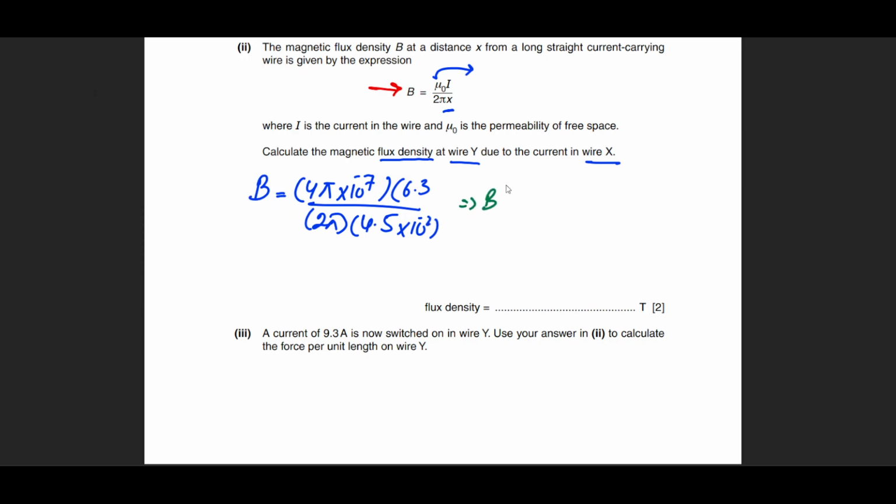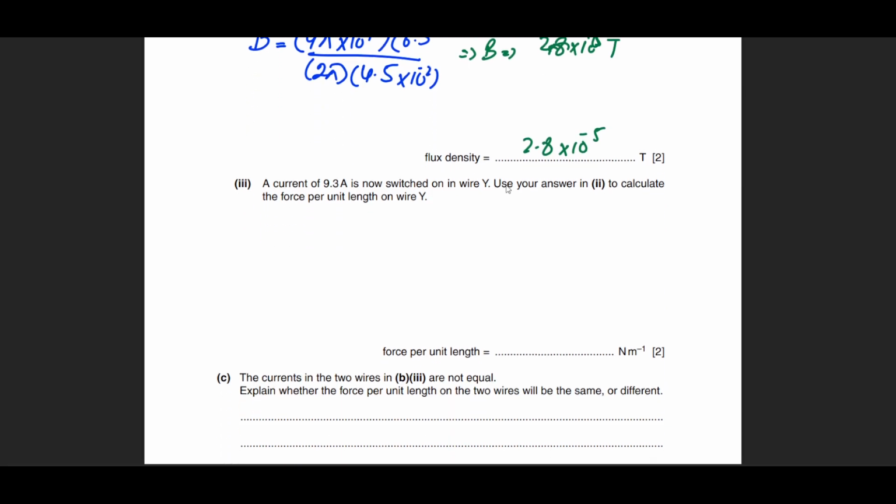This B comes out as 28 into 10 raised to the power minus 5 Tesla, but in the marking scheme it's written as minus 5. So it doesn't matter. This one is minus 6, you take one decimal over there, it will change from minus 6 to minus 5.